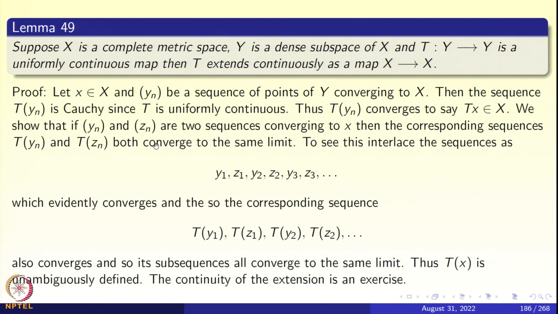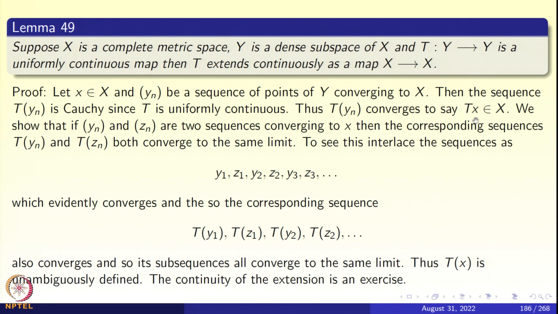Indeed, TYn and TZn will both converge to the same limit. To do this, we use an interlacing argument, which is very frequently used in analysis. Yn converges to x and Zn converges to x. So let us interlace the sequences Yn and Zn as follows: first put Y1 and then Z1, then Y2 and then Z2, Y3 and Z3. The interlaced sequence again converges to x, correct? Because Yn and Zn individually converge to x. So TY1, TZ1, TY2, TZ2, and so on is a Cauchy sequence, and so it converges, as above. So both the subsequences TY1, TY2, TY3, and so on, and TZ1, TZ2, TZ3, and so on, must converge to the same limit. So the limit Tx is independent of the choice of the sequence Yn.